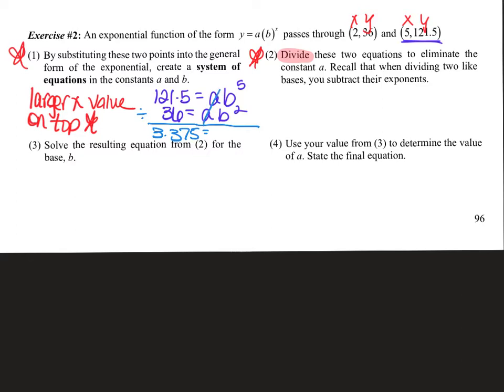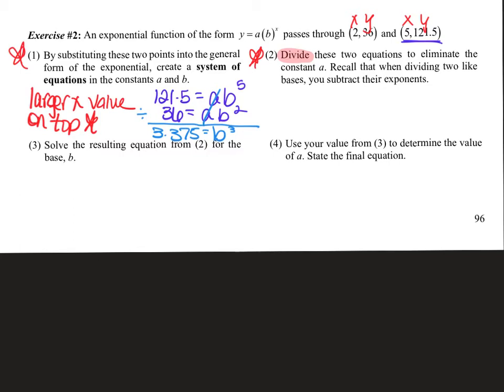Now, when I divide my B's, recall that when dividing two like bases, you subtract their exponents. So I get B to the 3rd power. The nice thing is I have now eliminated a variable. So once you do that, you can now solve for the other variable.